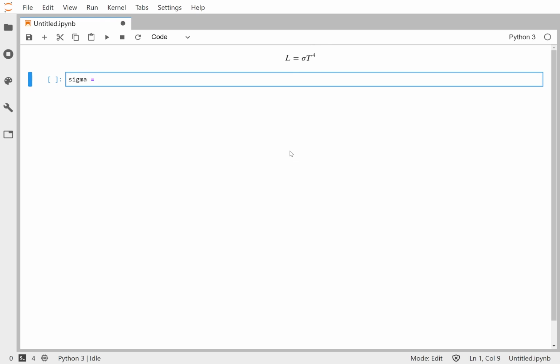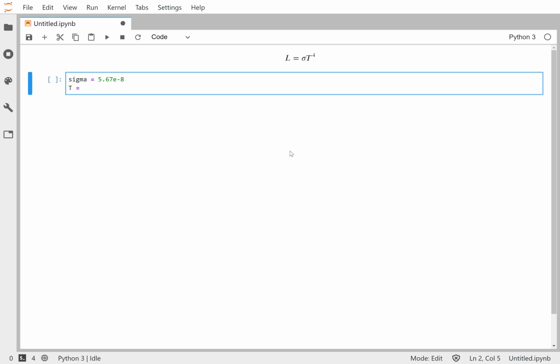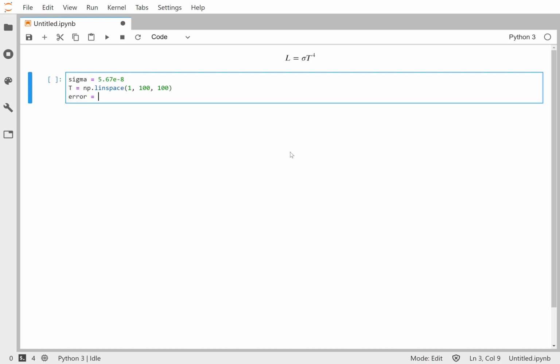So first, we're going to create data based around a perfect version of the Stefan-Boltzmann law, and then we're going to add some errors onto it using random numbers. So for sigma, 5.67 times 10 to the -8. For our temperatures, let's use a linspace, 1 to 100 with 100 steps. For our error, let's go 2% error in temperature. So to recreate a 2% error in temperature, I'm going to take 0.02 times the temperature and then multiply that by normally distributed random numbers.